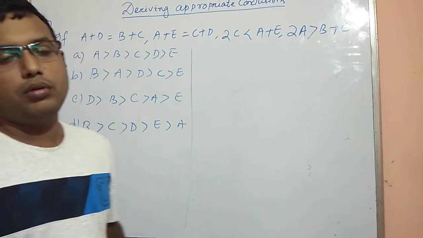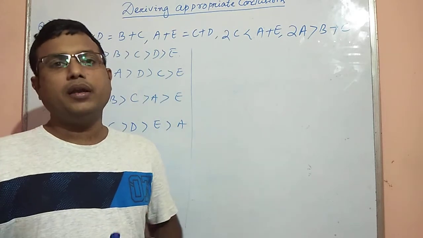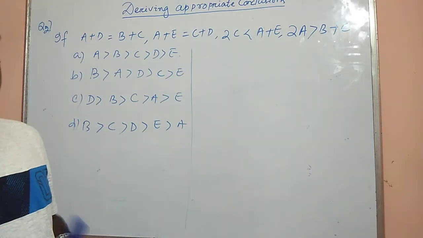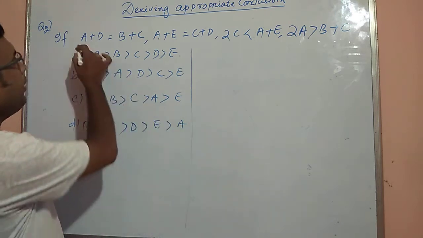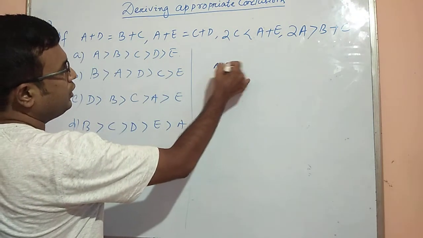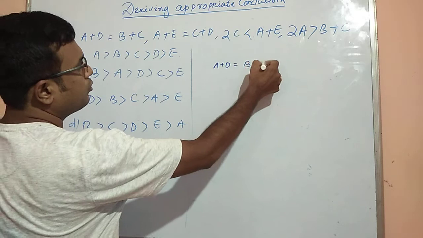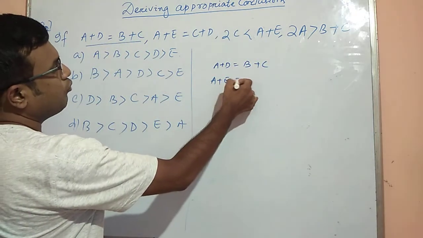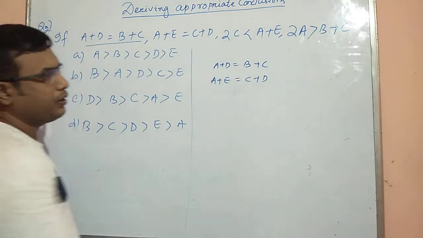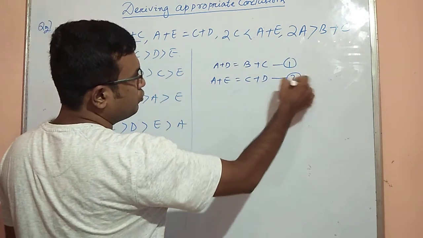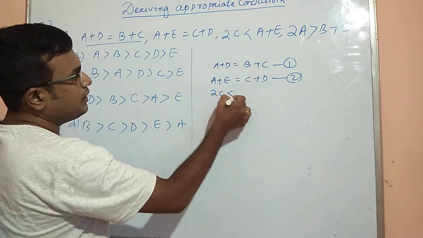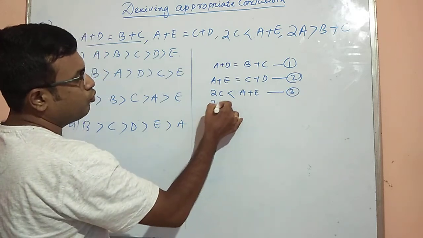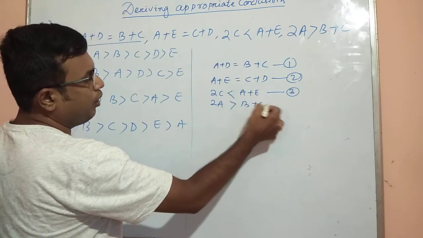Second example. Okay, so deriving appropriate conclusion, second example. So see how to solve this type of question. First of all, it is given that a plus d equals b plus c. It is already given. Then a plus e equals c plus d. Suppose this is 1, this is 2, and 2c is less than a plus e. This is 3. And 2a greater than b plus c. This is 4.